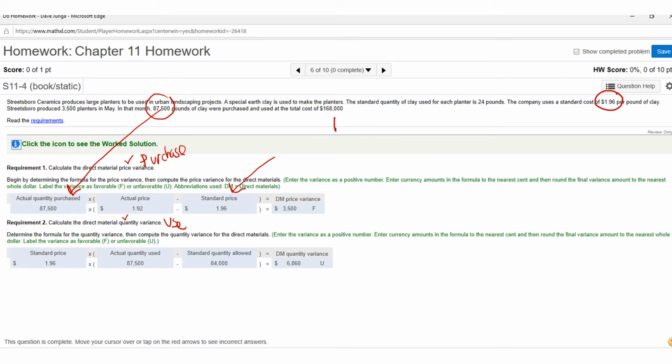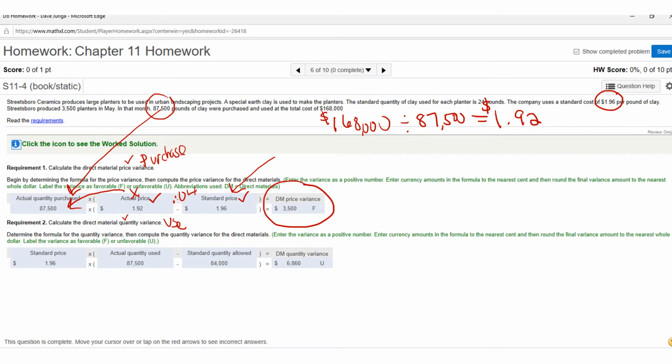The actual price is where you take the 168, which is the total cost, and divide that by 87,500. That's going to give you $1.92. So they spent $1.92. The standard says you're trying to spend less than 1.96, which you achieved. You beat the standard by 4 cents. So the difference between the price is essentially 0.044 multiplied by what they purchased. That's going to give you a favorable price variance of $3,500.